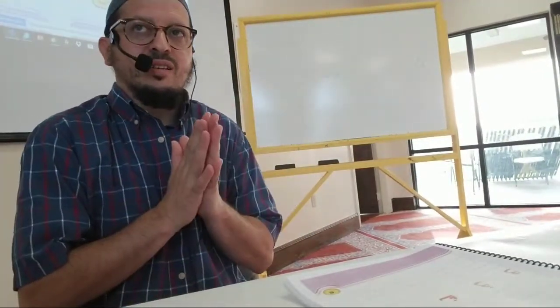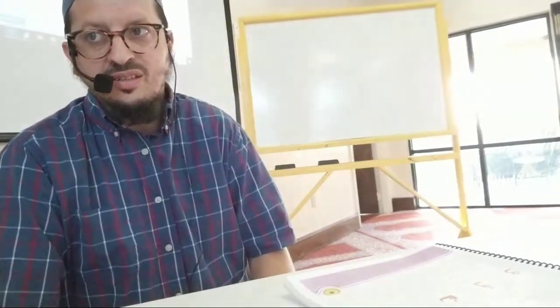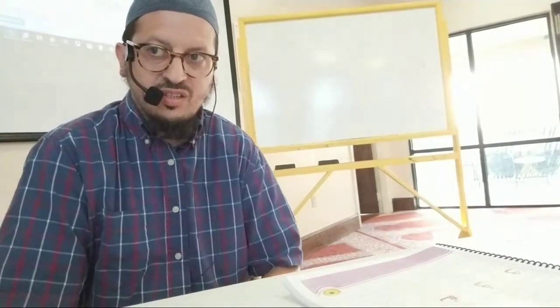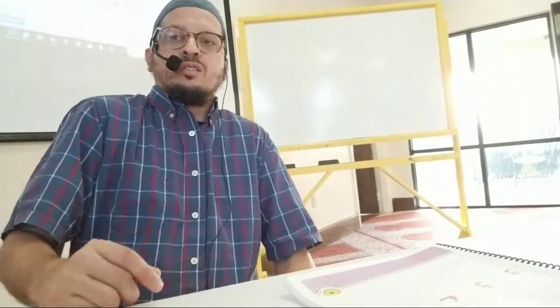Okay? So let us go through the letters, right? So we have the first 7 letters. Can Hassan tell me the first 7 letters? The names of them. Alif, Ba, Ta, Tha, Jim, Ha, Kha. Good. What are the sounds? A, Ba, Ta. Ta, Tha, Ja, Ha, Kha. Good. So those are the names and the sound, right?